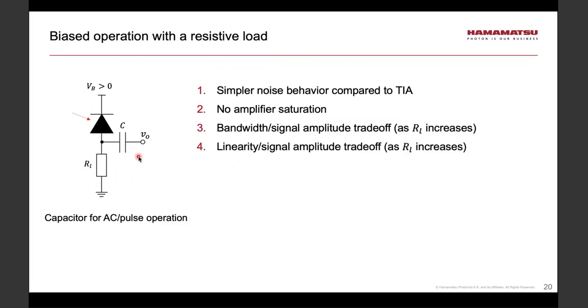And this one is a circuit where we use a load resistor, and we take the signal from the load resistor. The purpose of this capacitor is to separate the DC part from AC. So in this particular case, I'm interested not in the DC component of light, but in its fluctuations.